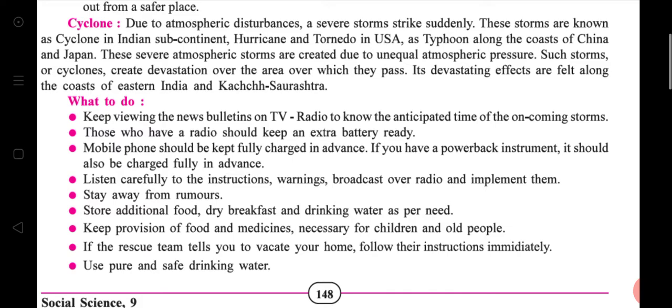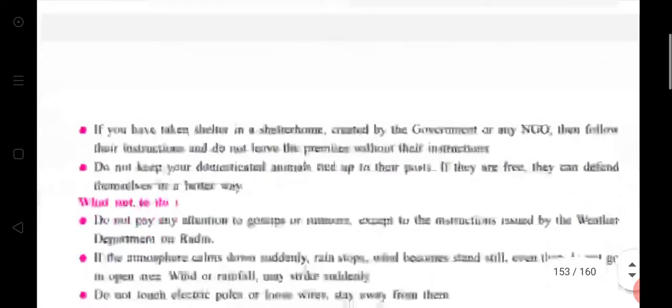Then stay away from rumors. Store additional food, dry breakfast, etc. And keep provisions for food and medicines, especially necessary for children and old people. And if a rescue team tells you to vacate your home, then follow the instruction immediately.